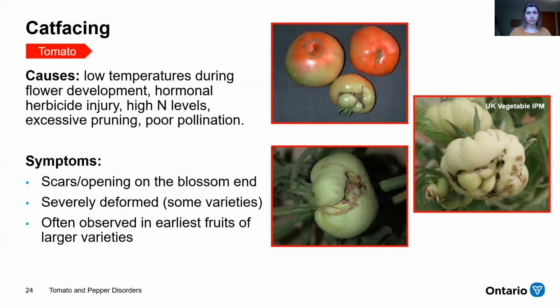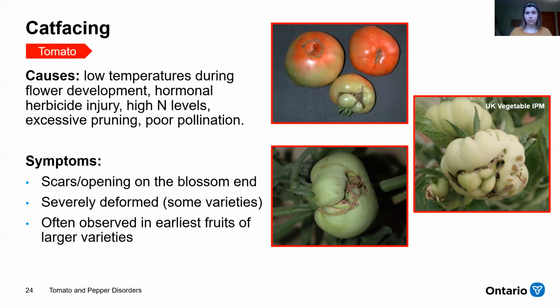So this occurs in large fruited fresh market tomatoes that are most susceptible, and also there's a wide variation in susceptibility among varieties. The causes are related to temperatures below 15 degrees Celsius during flower development, hormonal herbicide injury, and high soil nitrogen levels. Excessive pruning may also contribute to this problem. Catface fruits show scars and openings at the bottom end and are often deformed.